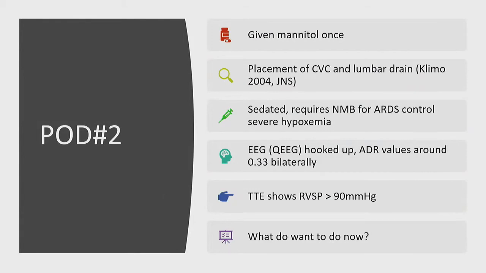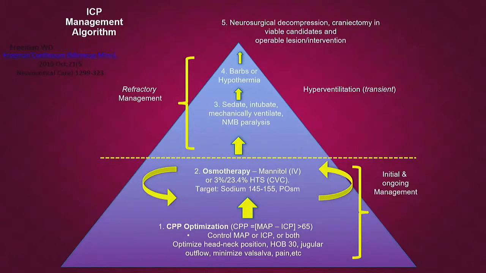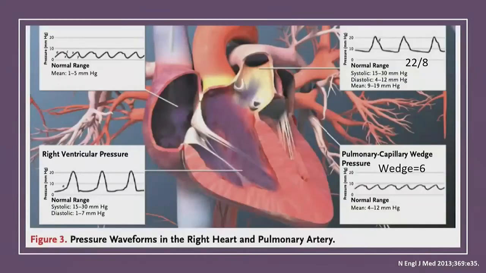So we hooked him up to quantitative EEG, and unfortunately his alpha delta ratio, as Jan Claassen and others have shown, was quite low. So that's not really good to trend from. And as echo showed, a high RVSP, suggesting pulmonary hypertension. So we go through our ICP algorithm from the base up, manage his CPP, osmotherapy. Now he's paralyzed. You basically lose your neurologic examination. And at this point, the ICP was in control, but we don't have a neuro exam to see if he's going to develop vasospasm and DIND.